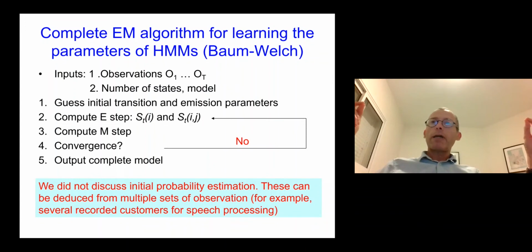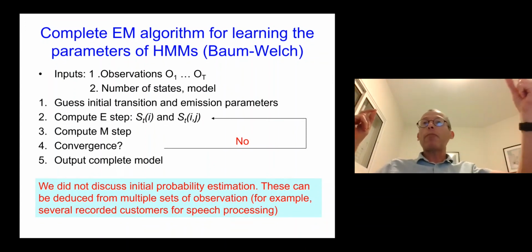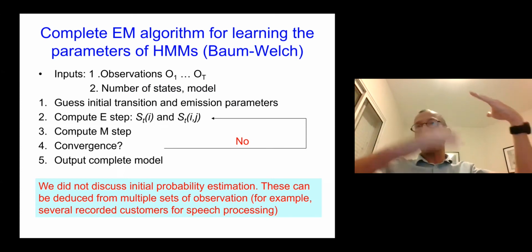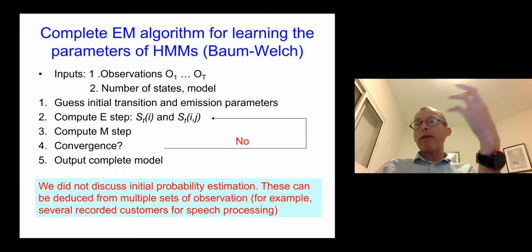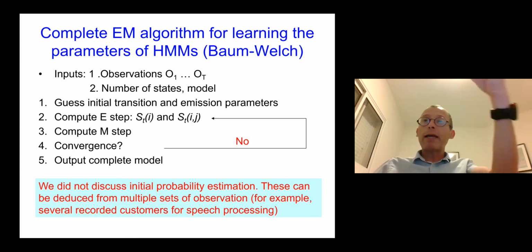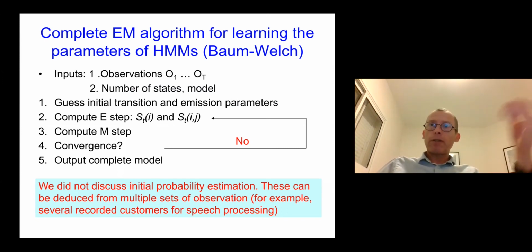One small point I didn't mention, but that's really easy. I didn't mention the initial probability, but it's the same, right? If we have multiple sequences, then we just count how many times we believe that the first one is A, how many times we believe the first one is B, and divide, because again, rather than using ST, we use S1 of A, S1 of B, and so on for all of them.